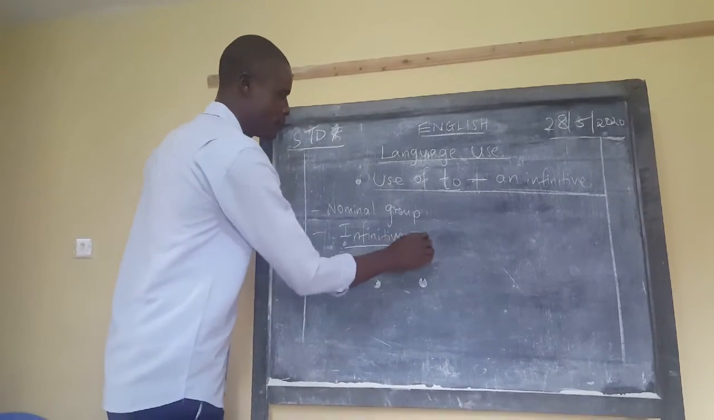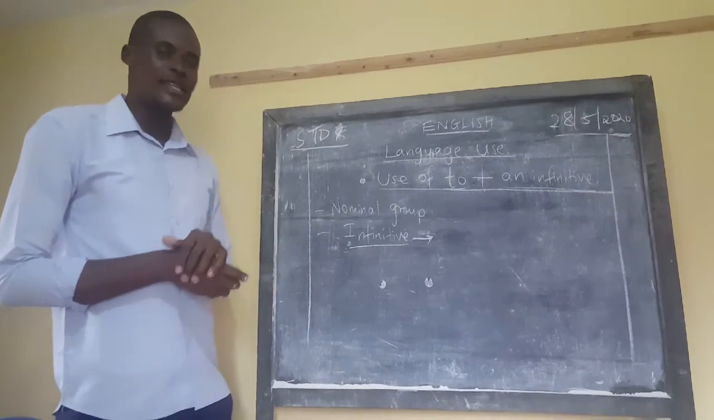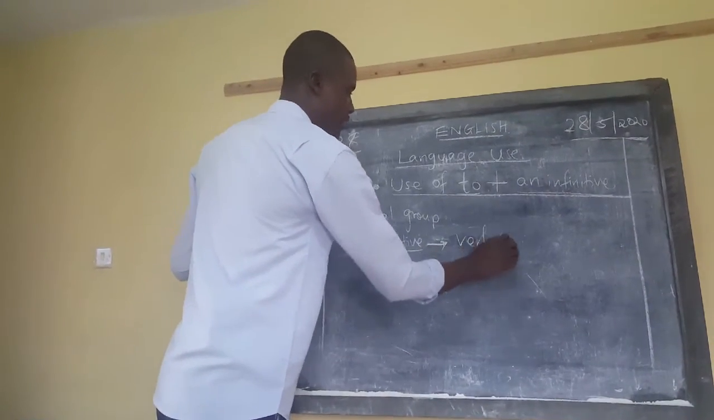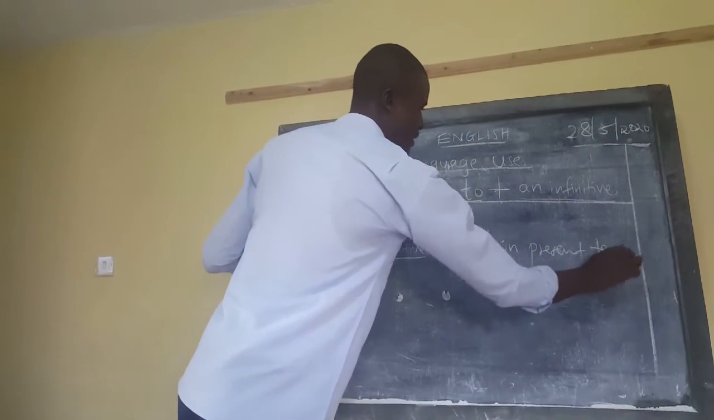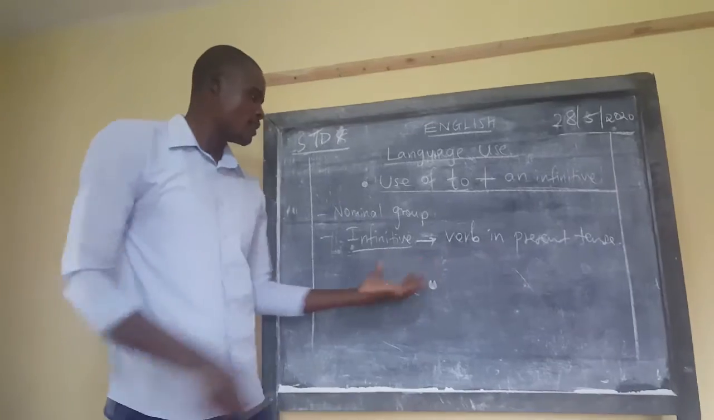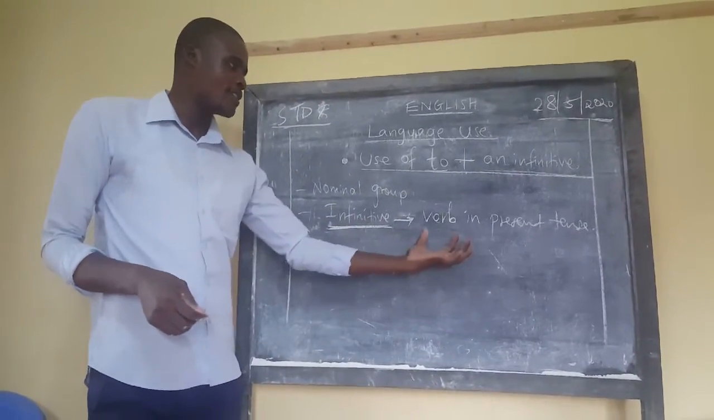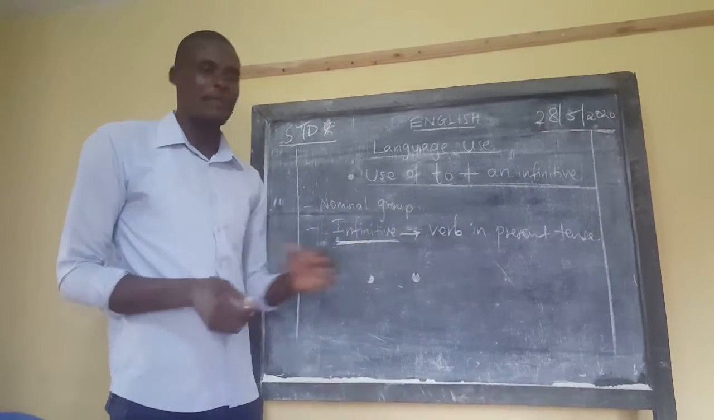An infinitive is simply a verb. This is a verb in present simple tense. This is a verb in present tense. That is an infinitive. So once this is used, learner, don't get confused. Just know that that's any verb used in the present tense, not in the past tense.